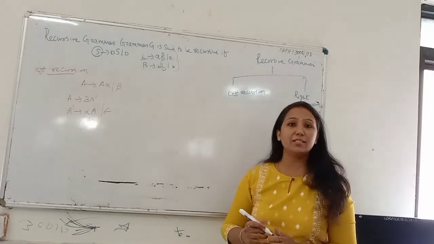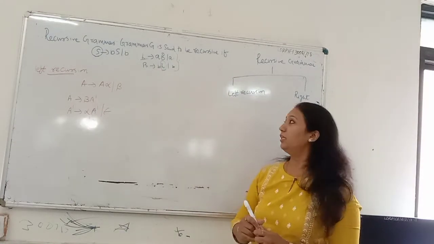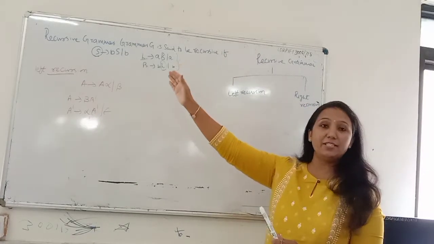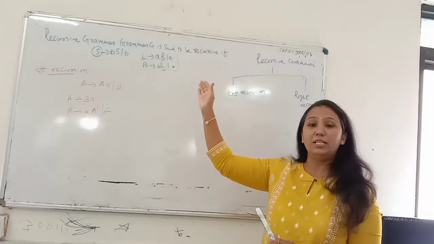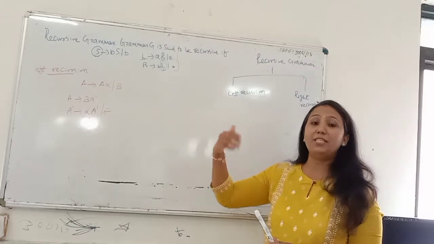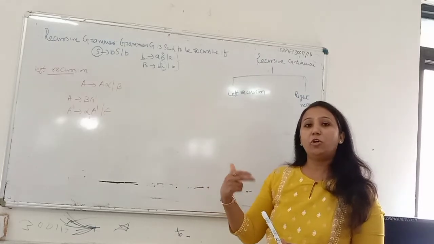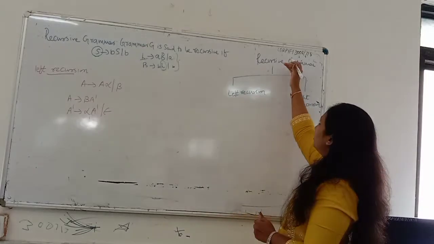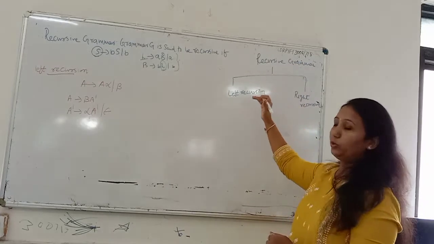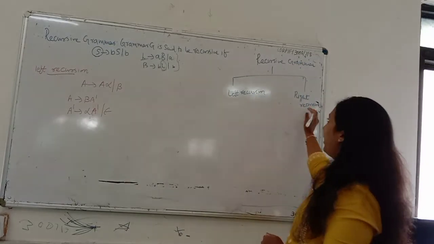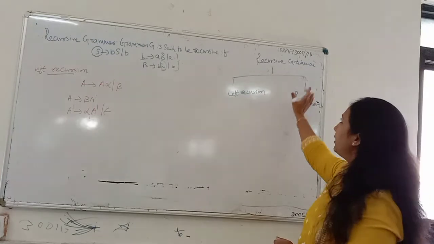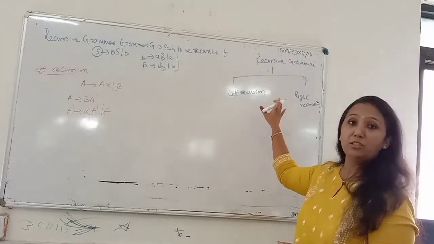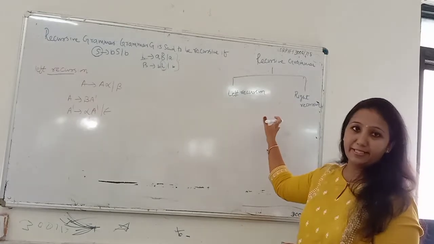Recursion is of two types, left recursion and right recursion. Recursion is actually when the left hand side non-terminal is present on the right hand side of the production, which means that particular non-terminal will be called again and again. The recursion introduced by a recursive grammar is of two types based on the position of the non-terminal on the right hand side of the production.